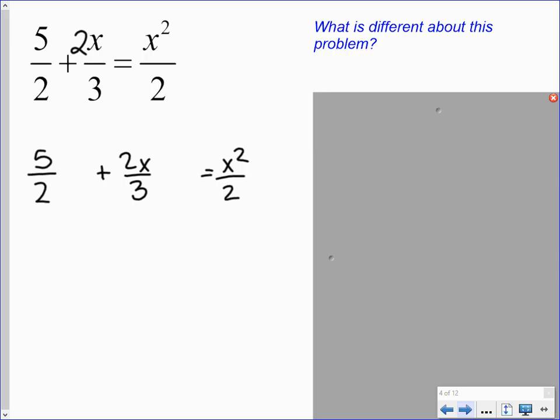What would I have to multiply the whole equation by to make this first denominator of 2 go away? Don't think about common denominators, think about canceling it. You'd have to multiply it by 2. So let's multiply everything by 2. It's just like I did before, where I say, I'm going to multiply the whole equation by 2, so every single term gets multiplied by 2.